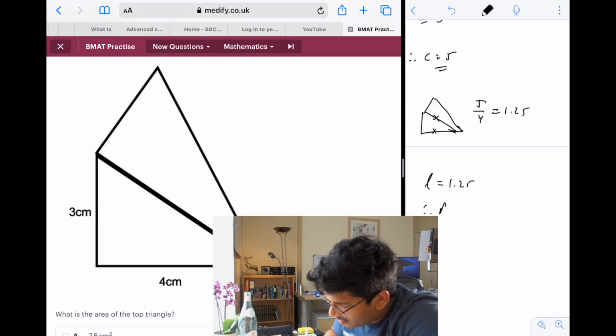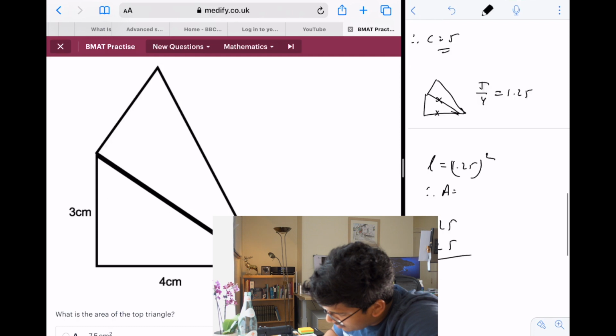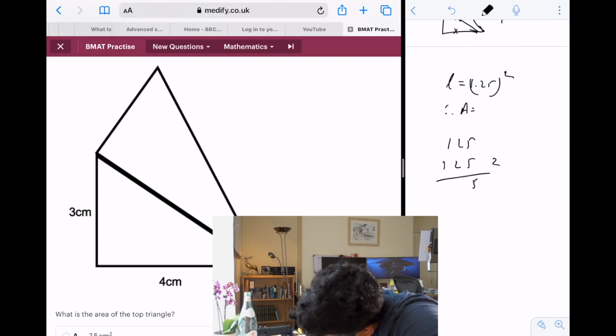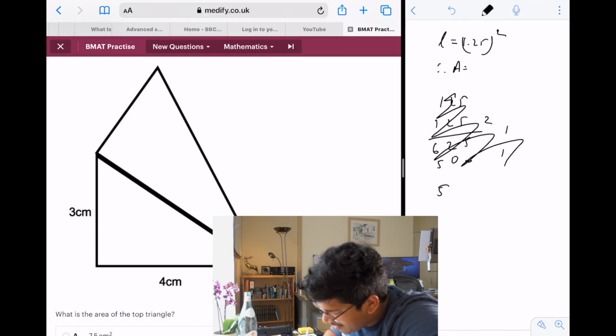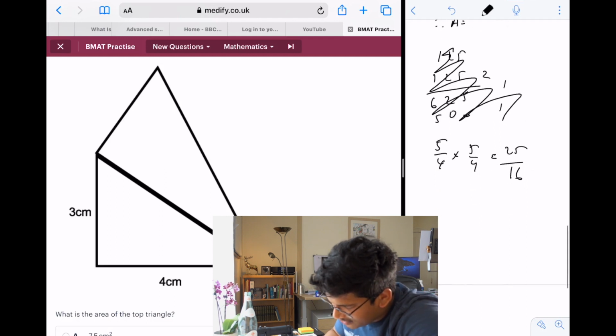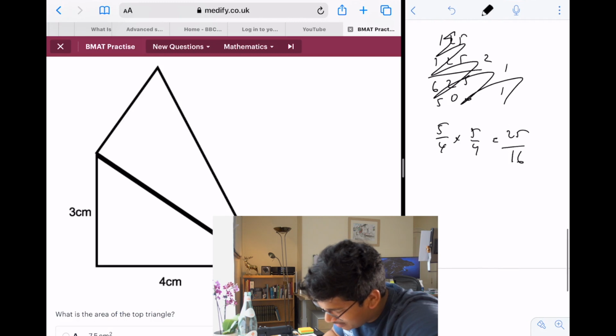Therefore, the area ratio will be this squared. So 1.25 times 1.25 is equal to... You know what I need to do? I'm just going to use fractions. 5 over 4 times 5 over 4 is equal to 25 over 16. Great. So that's much easier than trying to do column multiplication.